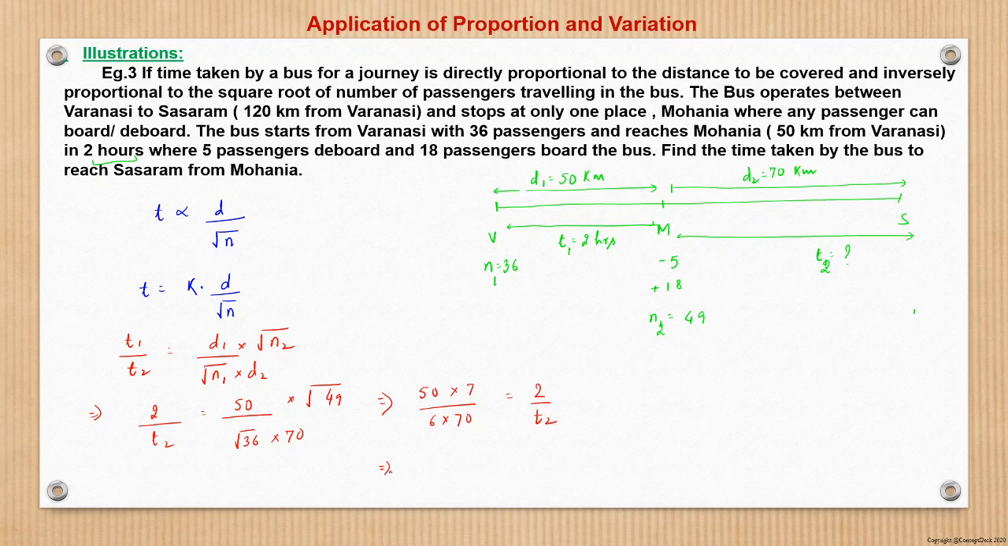From here we can write T2 as 12 upon 5. And here what was the unit of T1? T1 was 2 hours, so this will also be in hours. So what is that timing?